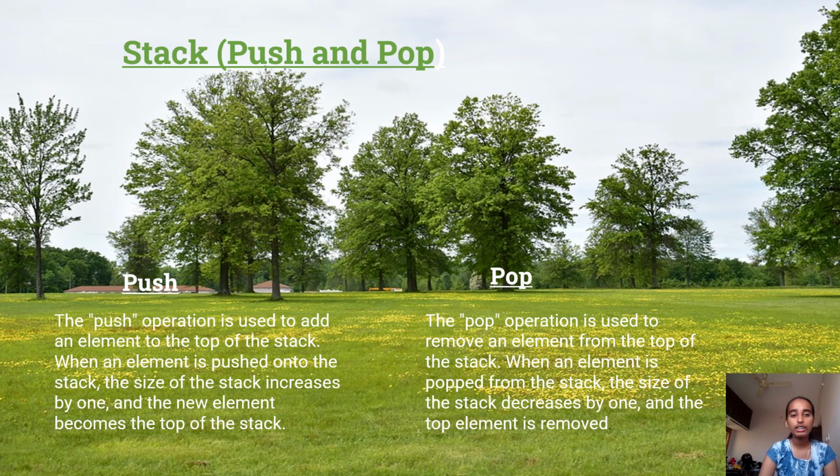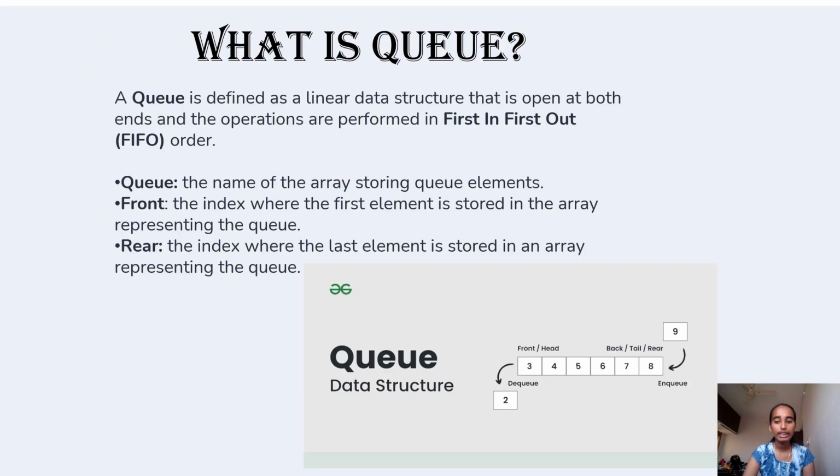Let us see stack push and pop. Push. The push operation is used to add an element to the top of the stack. When an element is pushed onto the stack, the size of the stack increases by 1 and the new element becomes the top of the stack. And pop. The pop operation is used to remove an element from the top of the stack. When an element is popped from the stack, the size of the stack decreases by 1 and the top element is removed.